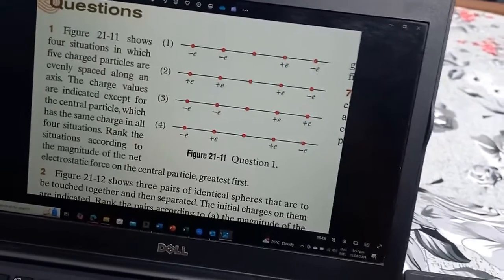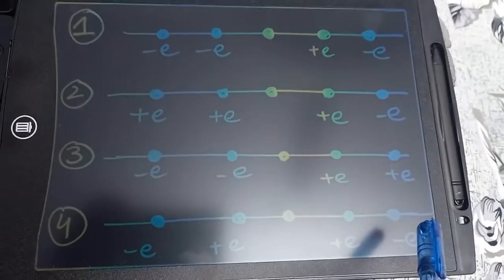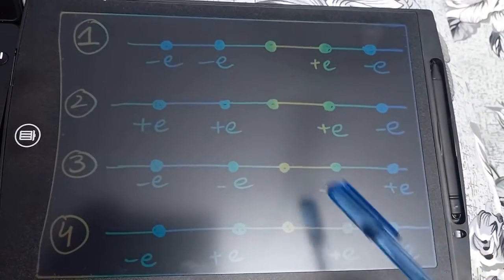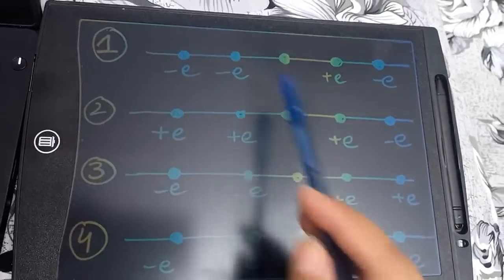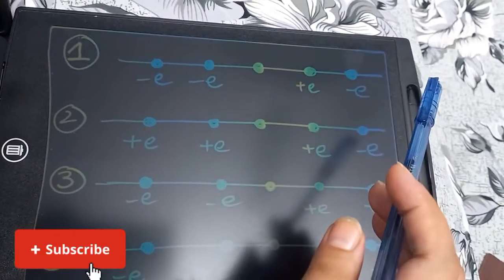This, no, that is how that is what we need to do. Now let's solve the problem. I have also drawn it here, the same configuration, so that we can refer to it again and again. First of all, we'll find the net force for the first situation. Okay, now let's do it.